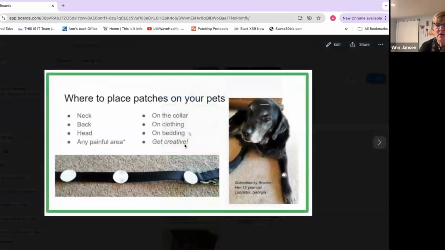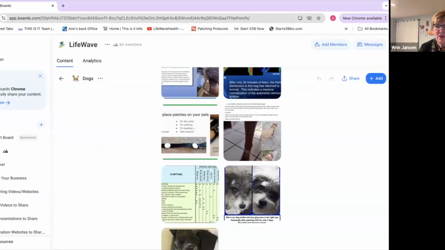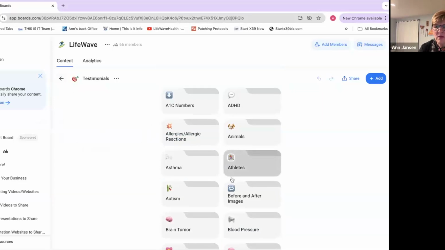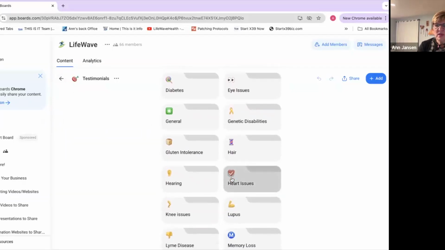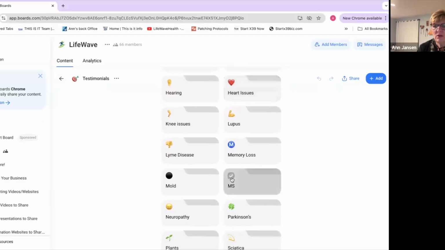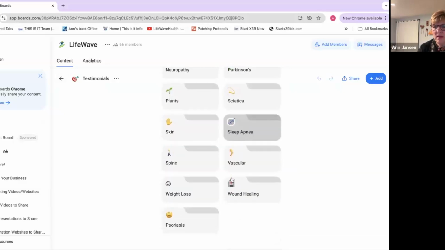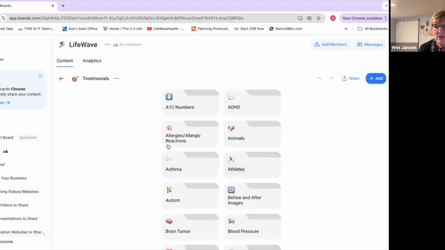If you're going to patch your pet, where would you put it? And this is a picture of putting it on the collar and then putting it on the dog. Just little tidbits to give you. So again, this has a lot of testimonies in here, and this is going to continue to develop as I see more things I find of interest. So always check here for some testimonials to share.